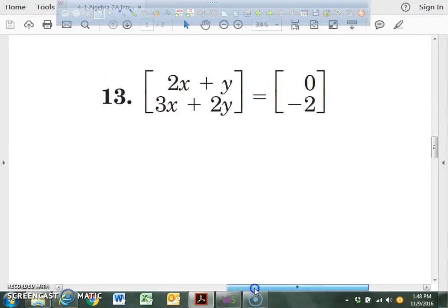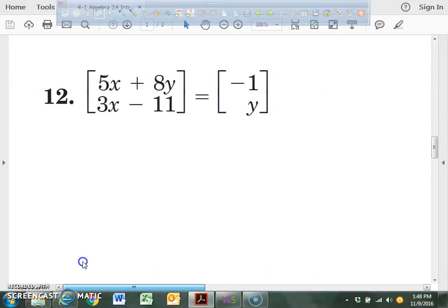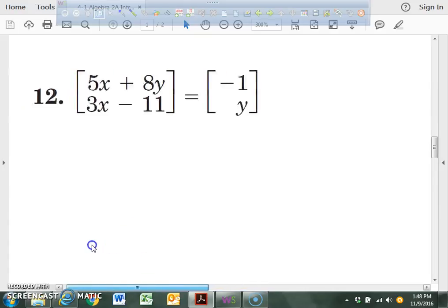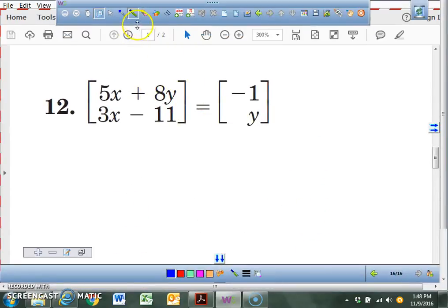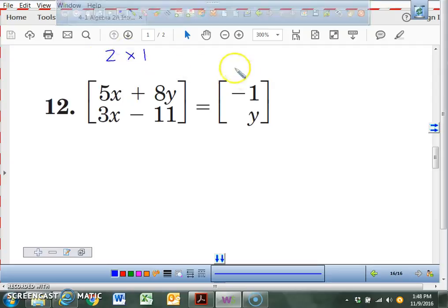All right, we're going to do a couple of problems right now. We're going to do problems number 12 and 13. These are both equal matrices problems, okay? What are the dimensions of number 12? How many rows and how many columns? Well, we have 2 rows and 1 column.